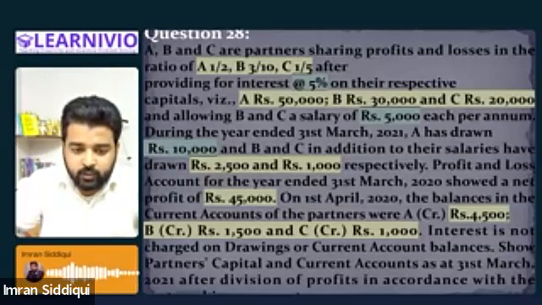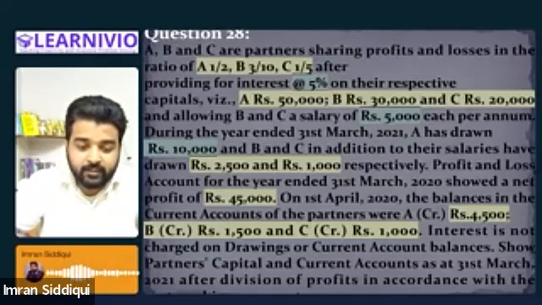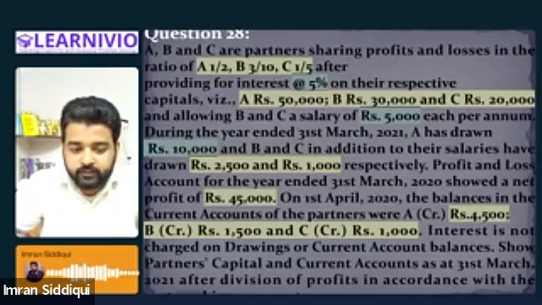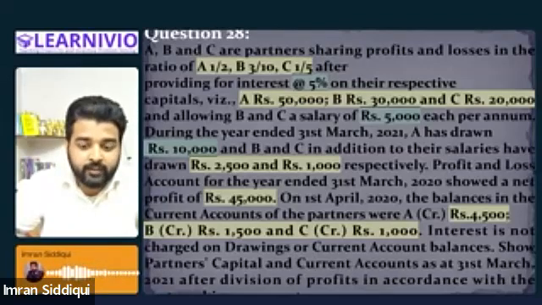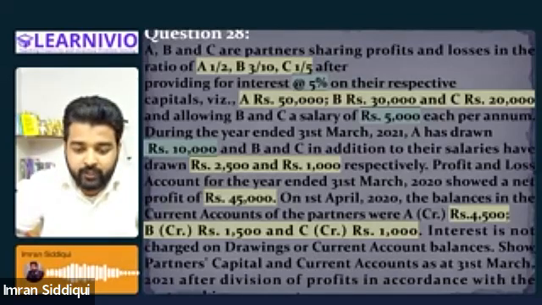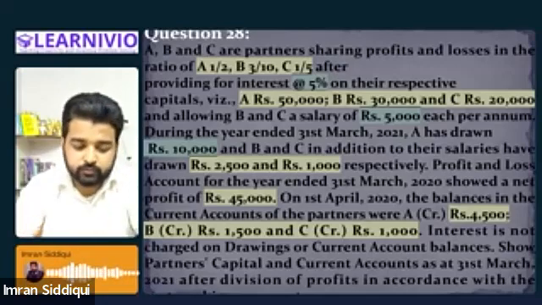Profit and losses account for the year ended 31st of March 2020 showed a net profit of 45,000 on 1st of April 2020. Balances in the current account is also given 4,500, 1,500, and 1,000. All the balances are credit balance, right? Interest is not charged on drawing or current account balance. Show partner's capital account and current account. So this question is very simple. All right. So let me solve this question for you, and I'll give you the other question to try.